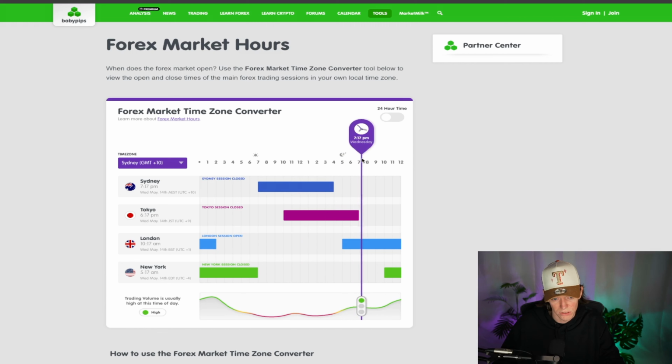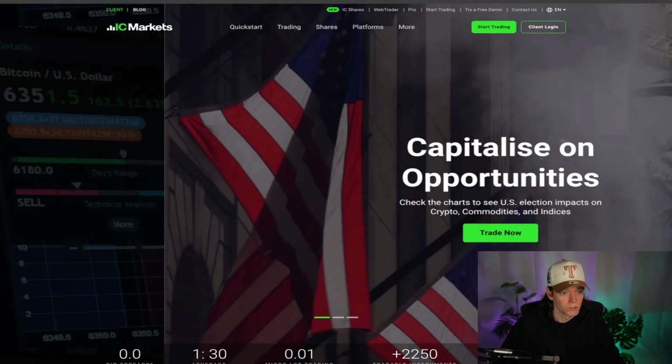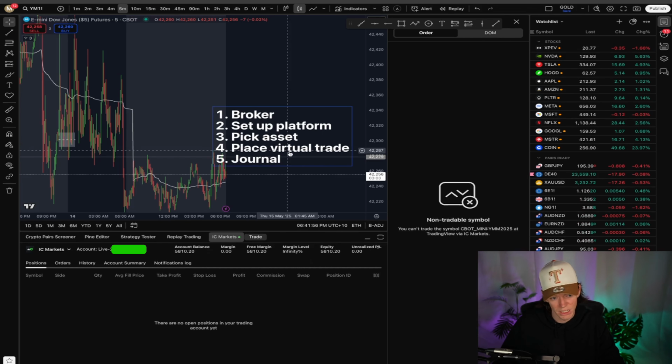It does move in other session times as well, but mainly moves a lot in that. And then GJ is a Tokyo pair, so you could trade GJ in the Asian session or you could trade GJ in the London session. I tend to find it moves the most when these sessions overlap here. So those are some good times to trade those pairs.